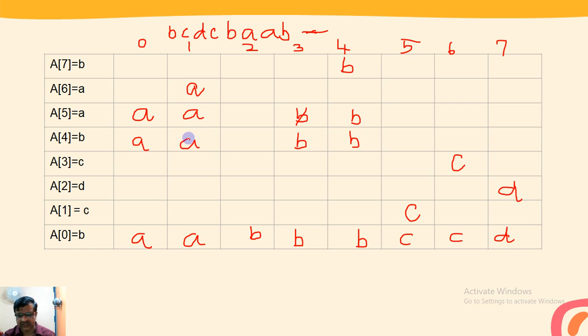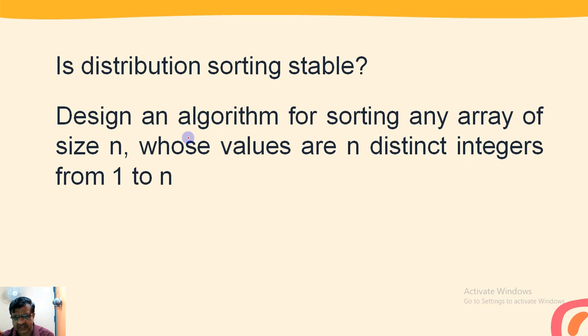You might have noticed the relative positions of equal valued elements remain the same even after sorting. Therefore, the cumulative frequency based sorting algorithm is stable, but it is not in place because we have used many arrays, therefore a huge amount of space. Is the distribution sorting stable? Yes, it is stable.